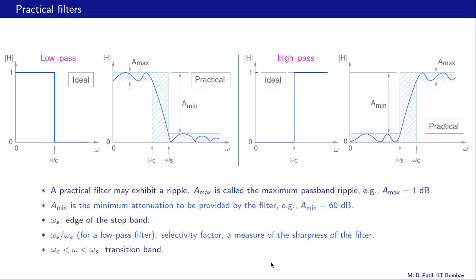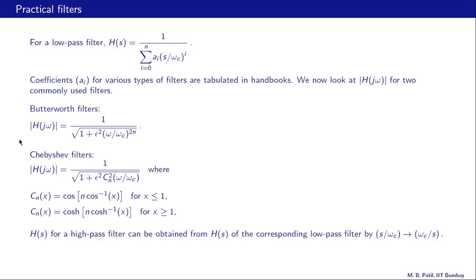Alright, so what we are going to do now is to look at some specific filter types and their transfer functions, and then we should be able to relate their transfer function to these definitions that we have looked at. Let us look at some practical filters. For a low pass filter, H of s is 1 over this polynomial in s, which is normally written in terms of s over omega c, omega c being the cutoff frequency. And these coefficients a_i for various types of filters are tabulated in handbooks. We don't need to reinvent the wheel.